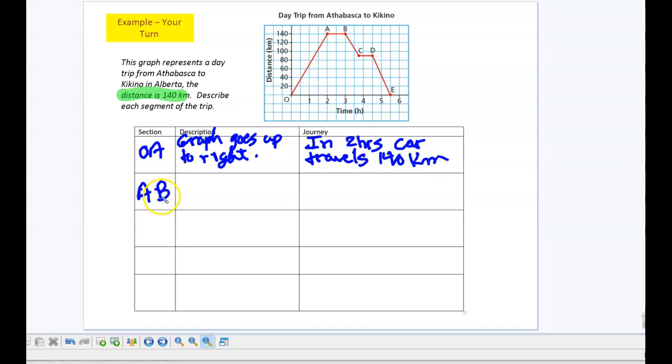In segment AB, the graph is horizontal and to the right. Oh, that's not very neat. Let's try that again. So we have, let's say, segment AB. The graph is horizontal and to the right. And it looks like the car stopped for 1 hour.